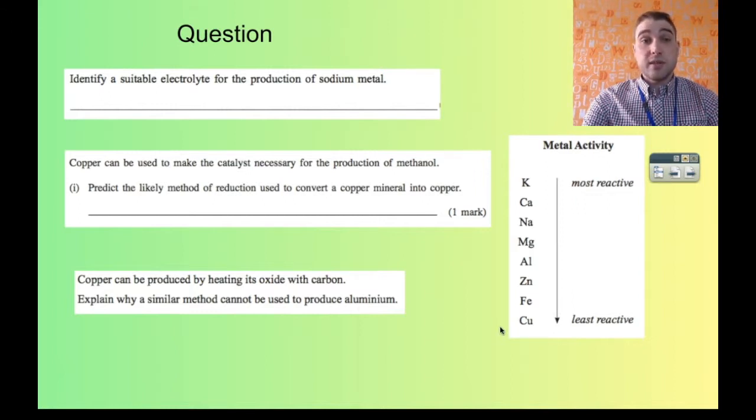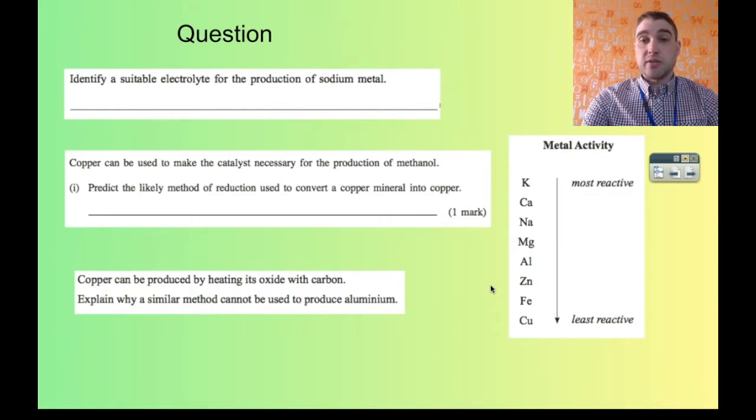Second question here says, copper can be used to make catalysts necessary for the production of methanol. Predict the likely method of reduction used to convert copper mineral into copper. If you look at our activity series, again we can see copper is right down the bottom of these metals listed. So that means we could use something like carbon or carbon monoxide as a reducing agent.